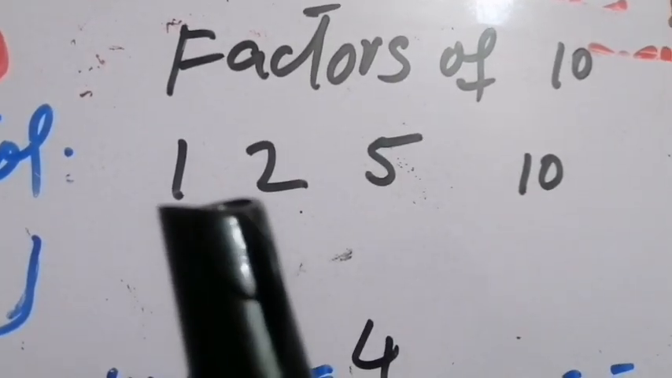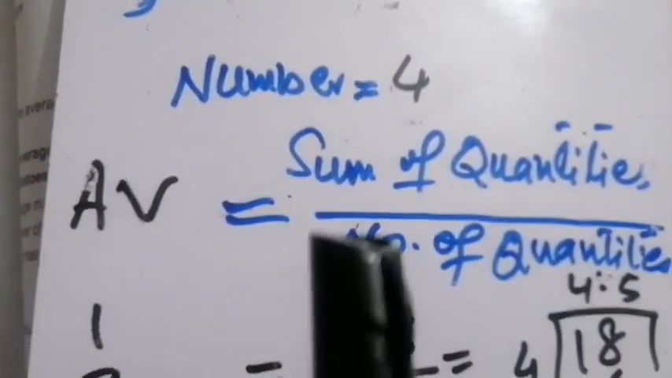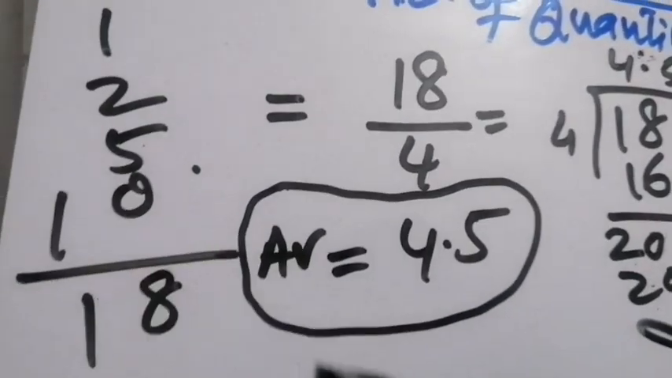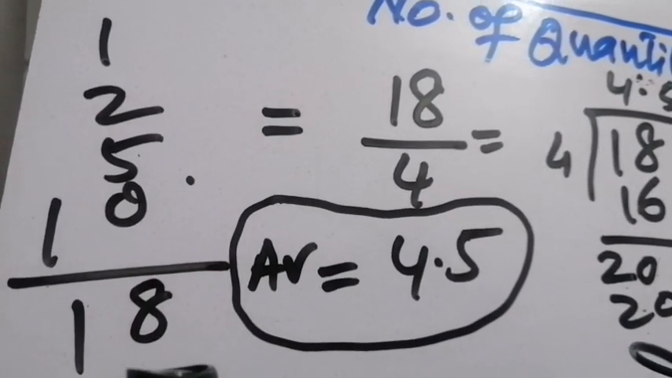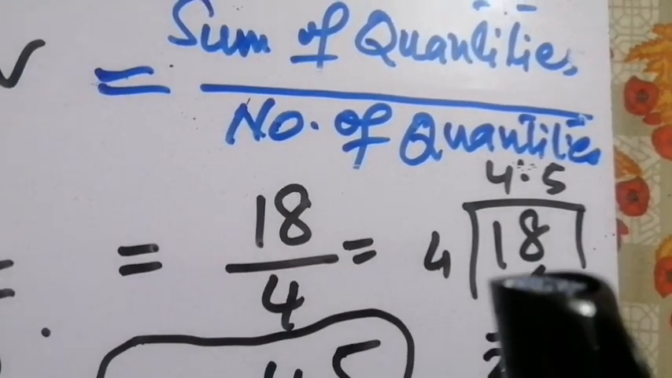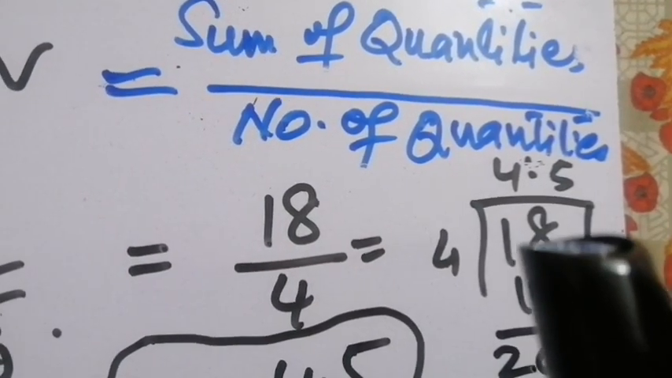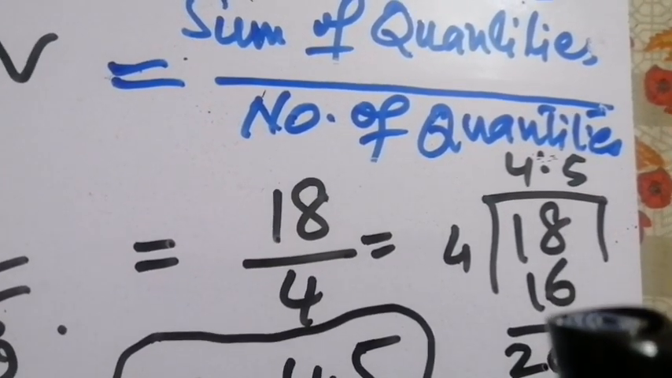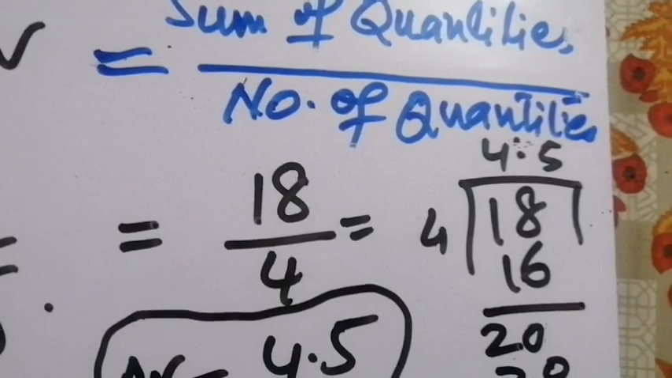So total numbers, how many? 1, 2, 3, 4. 4 is the total number. When we add up all these numbers, 1, 2, 5 and 10, the sum is 18. 18 divided by 4. 4 fours are 16. Then we subtract 16 from 18, and it becomes 2.